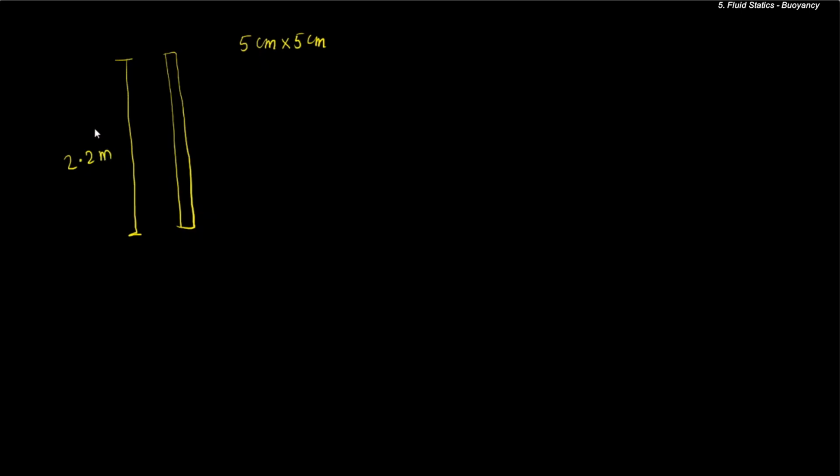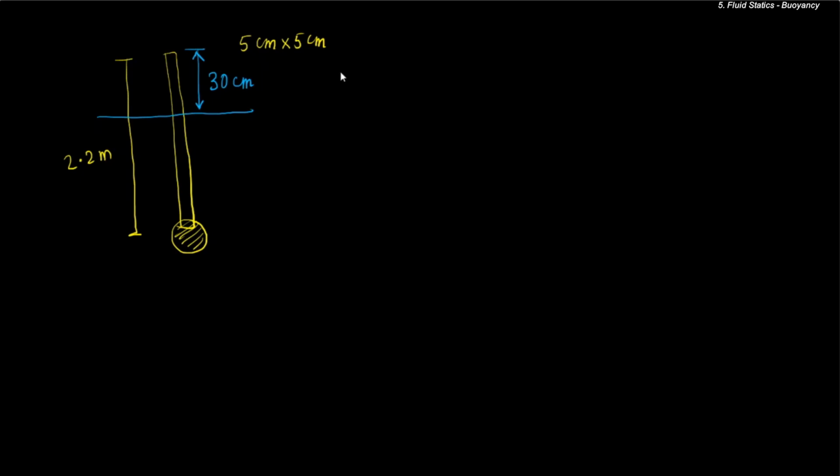So the question is, how much lead should be attached to the bottom of the wood so that this particular entity is floating with 30 centimeter out of the water. So when it is floating, this distance is 30 centimeter. So this is the problem. Let us see how to address the problem.